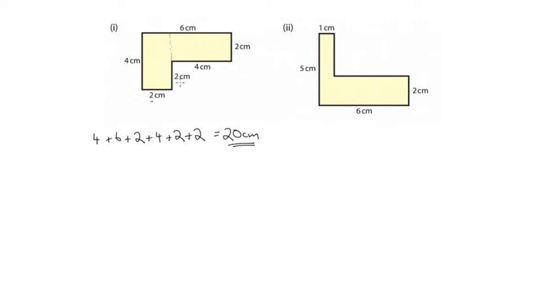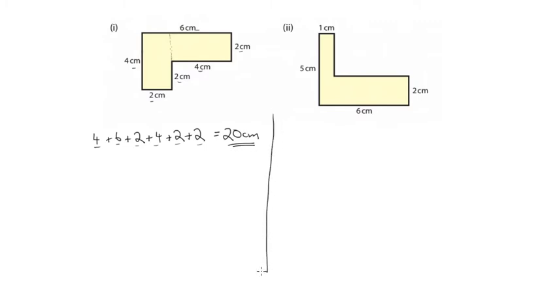So 1, 2, 3, 4, 5, 6. There was 6 sides. Did I have 6 numbers here? 1, 2, 3, 4, 5, 6. I did. So add up the 6 numbers and you get the perimeter.